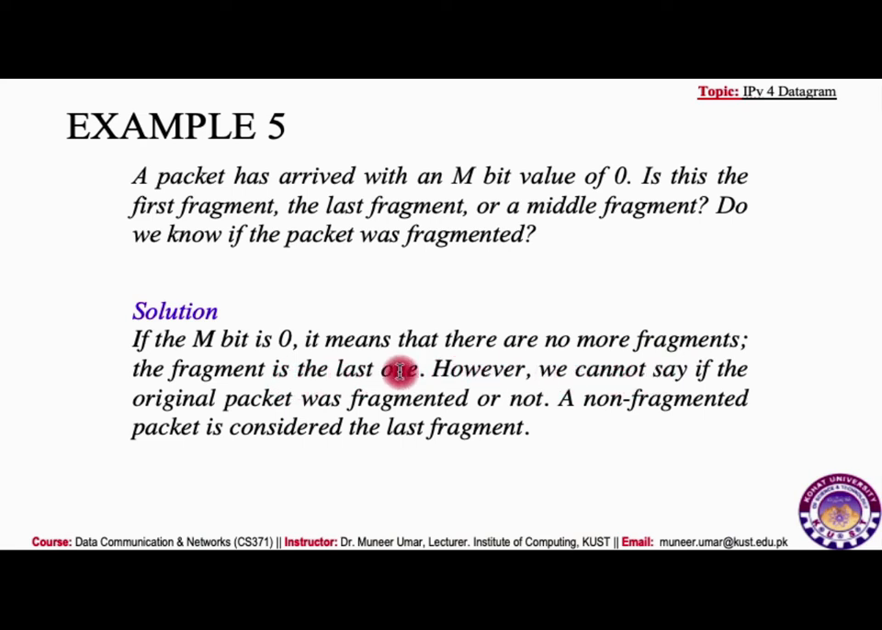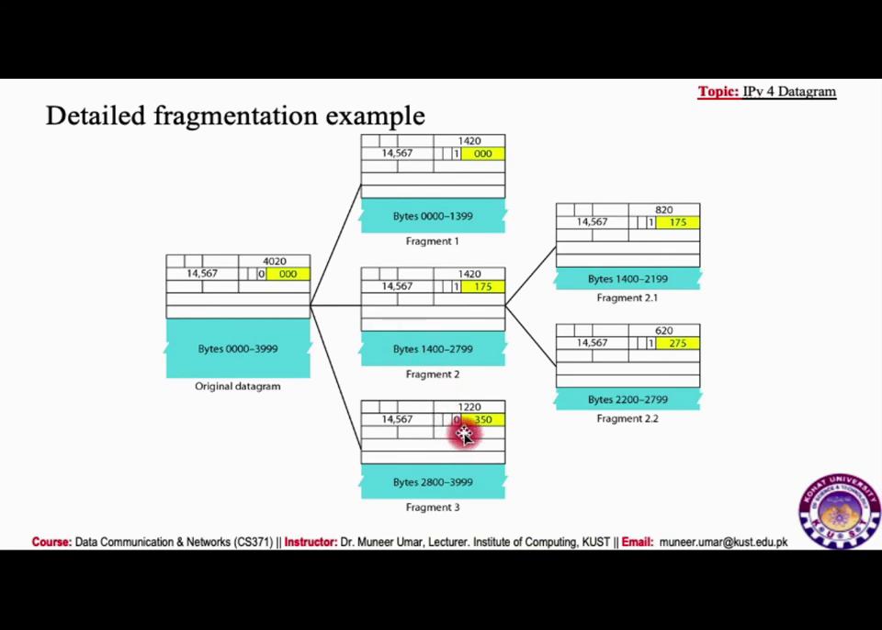However, we cannot say if the original packet was fragmented or not, because a non-fragmented packet is considered the last fragment. So in case we have 0 here, then we have two options. The first one is that this is the last fragment, and the other possibility is that this is the last packet and also the only packet. So for the M bit, we have these possibilities when it is 0.